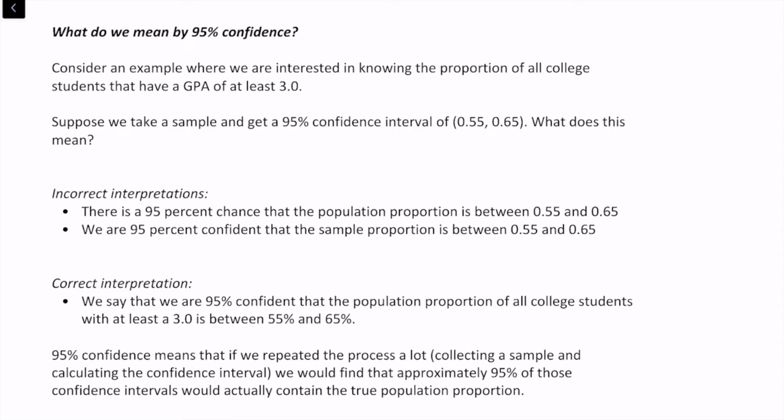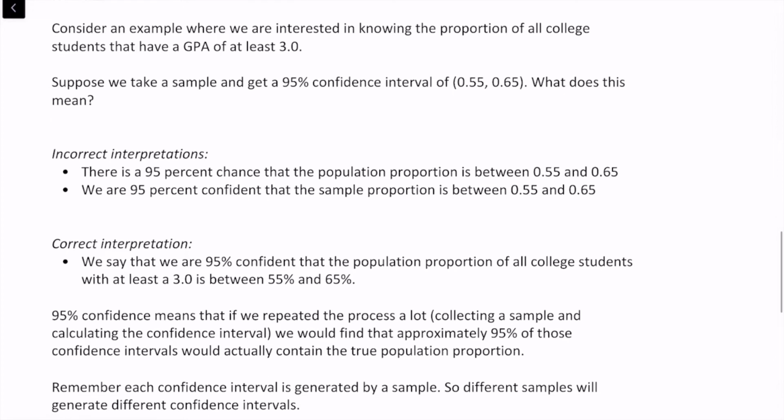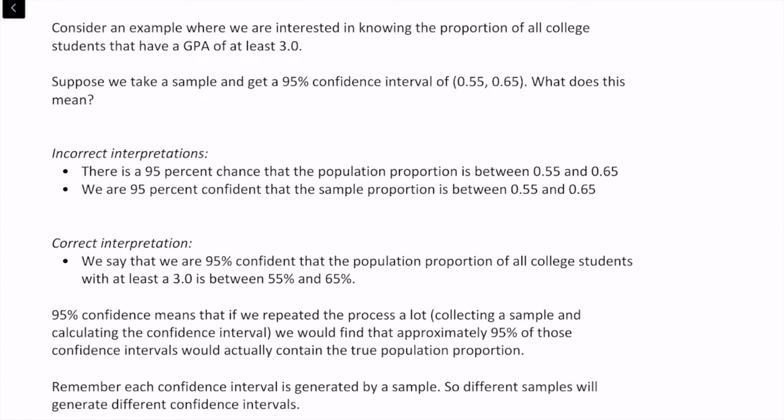That's not practical. Anyways, suppose we take a sample of college students and we get a 95% confidence interval that goes from 0.55 to 0.65. What does this mean? Okay. All right. So let me start off with the most common incorrect interpretation of what this confidence interval is saying. So when some people see that 0.55 to 0.65 and they say it's a 95% confidence interval, they will erroneously say, oh, there is a 95% chance that the population proportion, which we don't know, is between 0.55 and 0.65. That is incorrect.